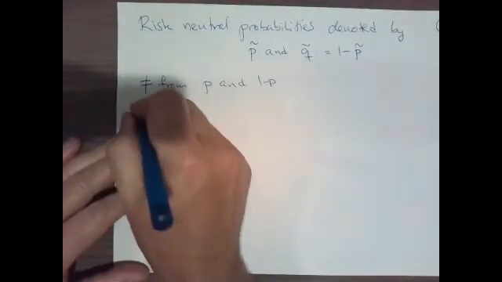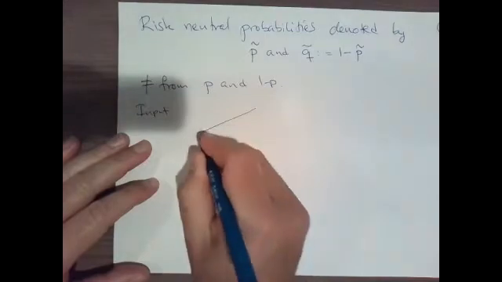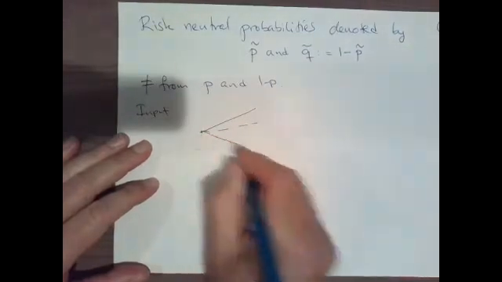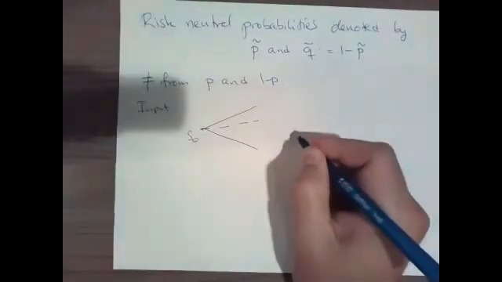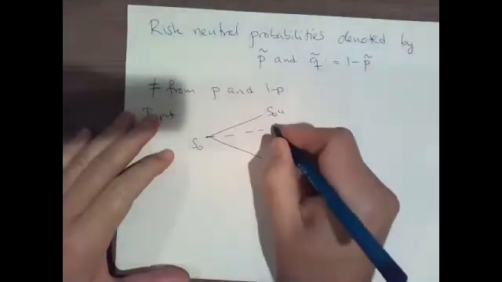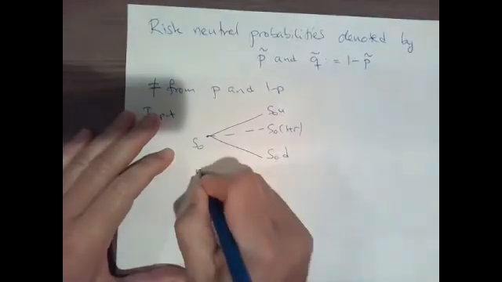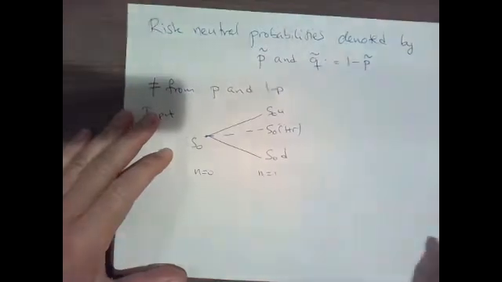So we have our starting point, we have our input. What's that tree? So this was S0. We had S0 times U. We had S0 times 1 plus R. We had S0 times D. This was at time 0. This was at time 1.